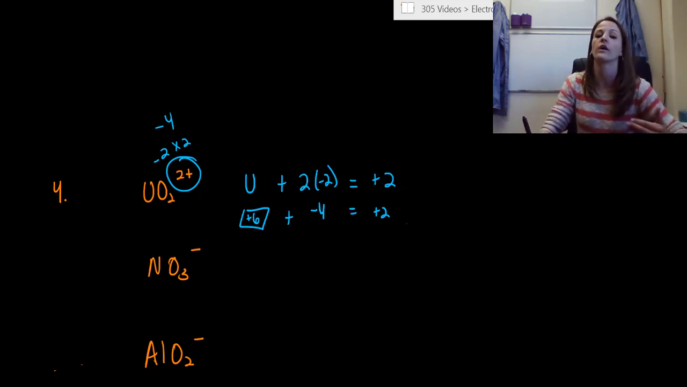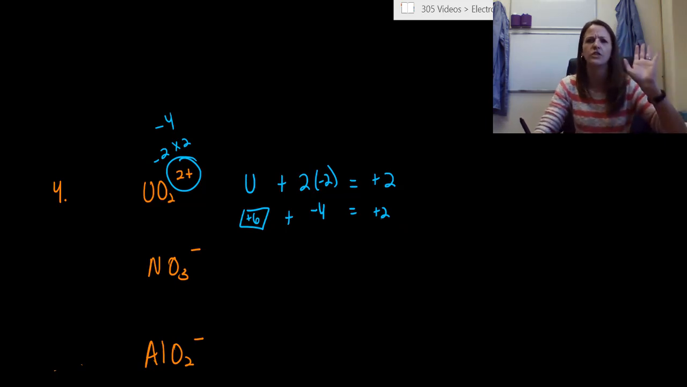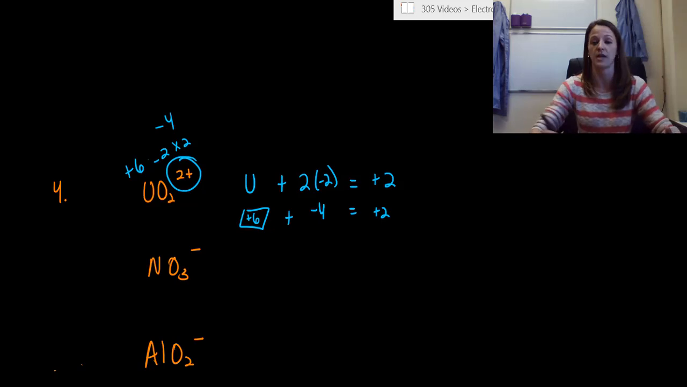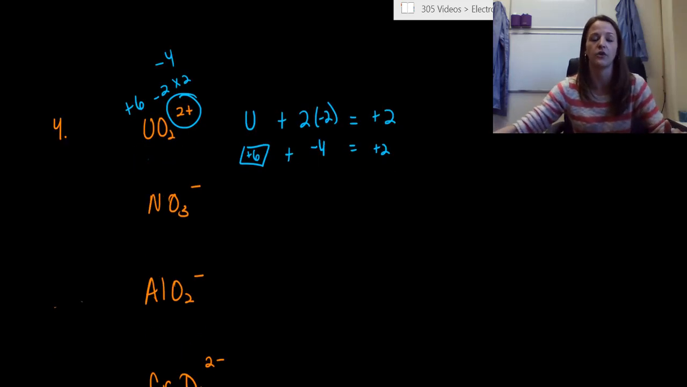6 minus 4 gives us an overall charge of 2. A lot of people, for some reason, want to put plus 2 here, but that is not correct. Uranium is 100% plus 6 in this example. All right, let's move on to NO3 minus.